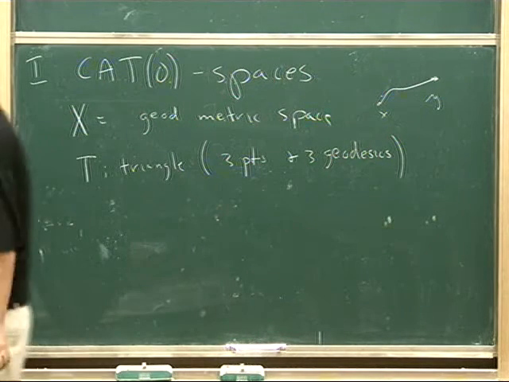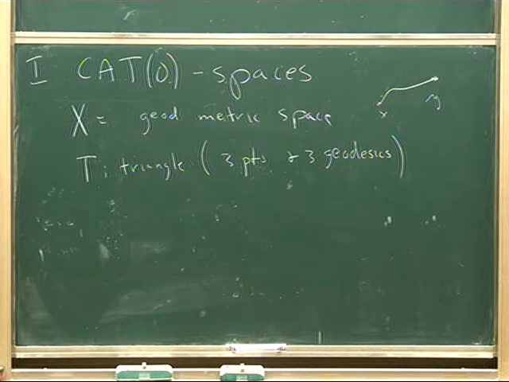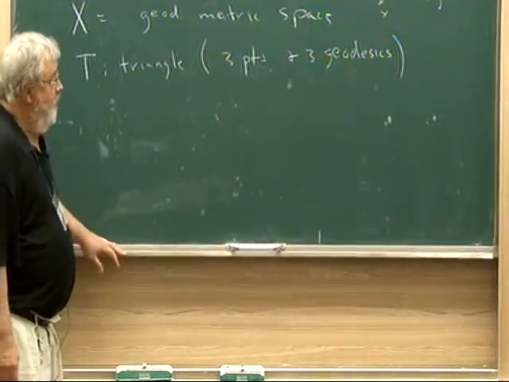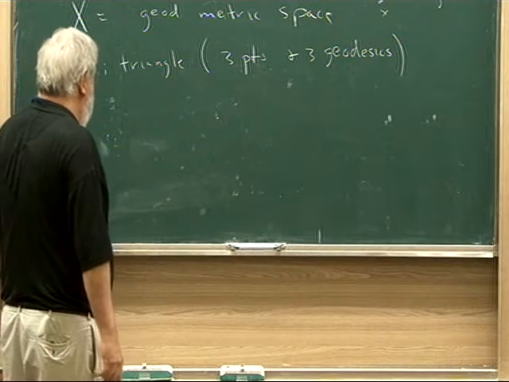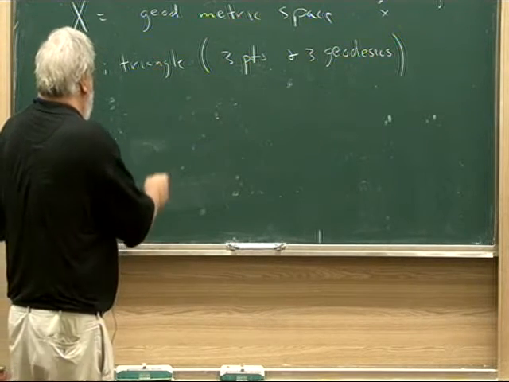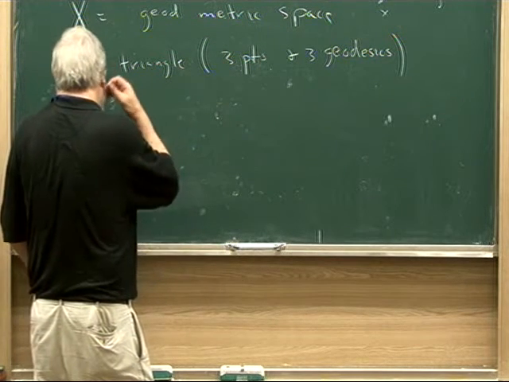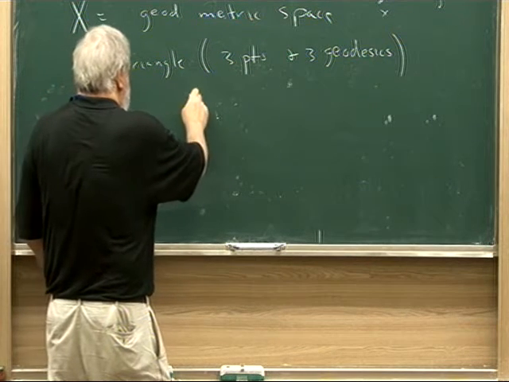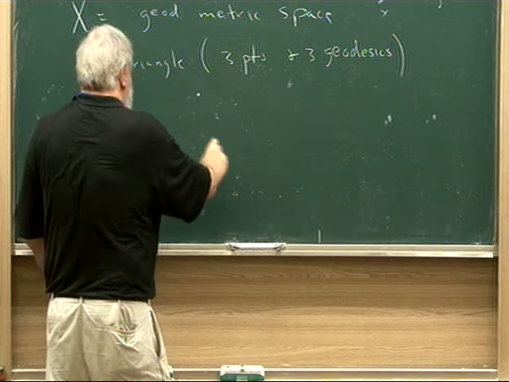And the idea of CAT(0) is that, to say it somewhat the same way we do for hyperbolic, triangles are supposed to be thinner than Euclidean triangles. But the actual definition is this: you take your space X.